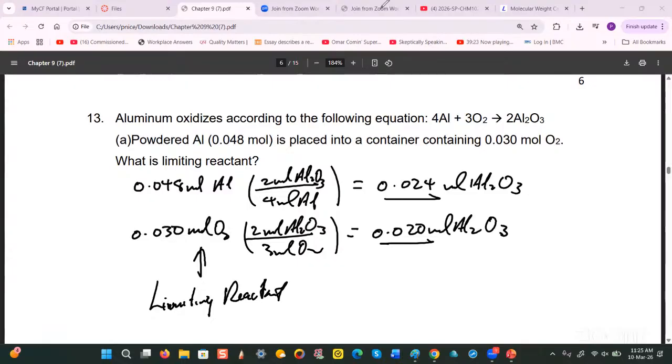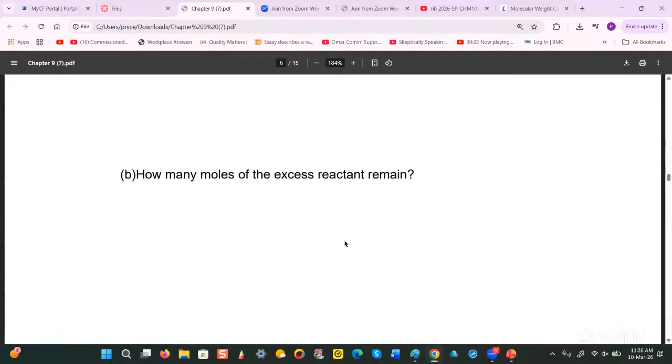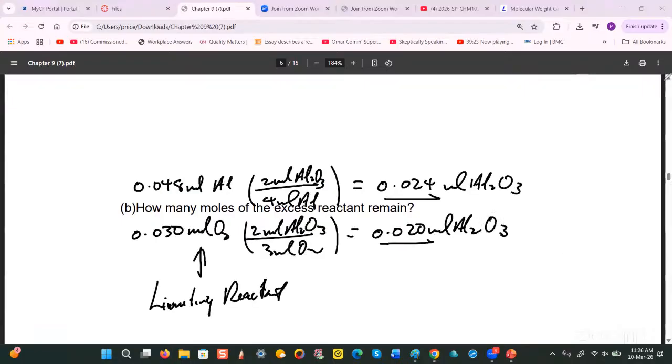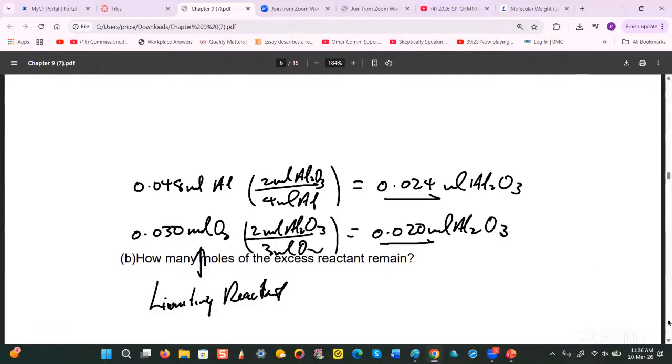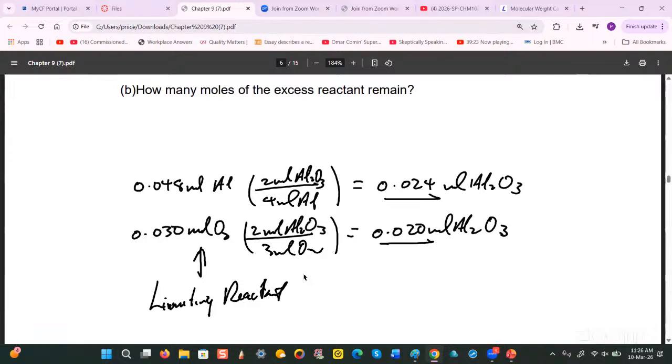Okay, let me clear this. Let's scroll down. The B part. Same idea, in fact, as in the case of the B part in the previous question. How many moles of the excess reactant remain? Let me hear what you have to say about answering that question.